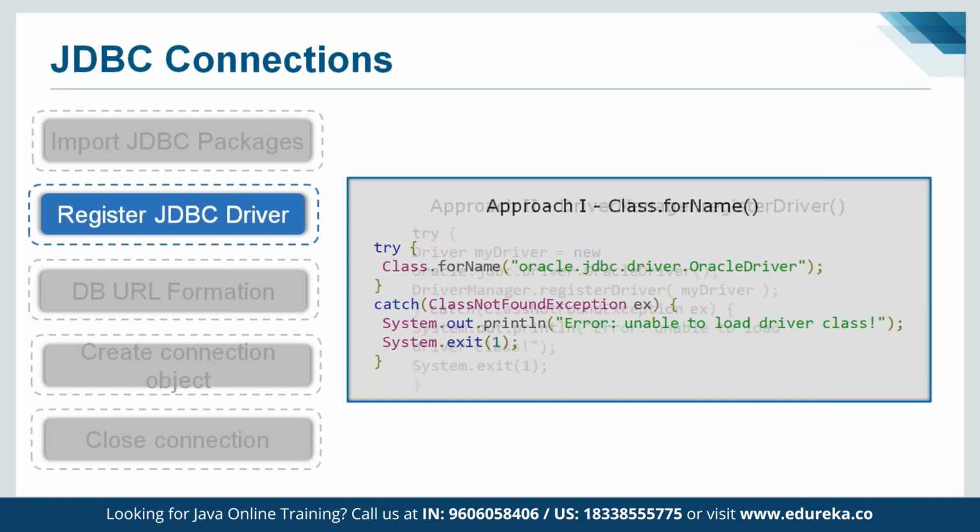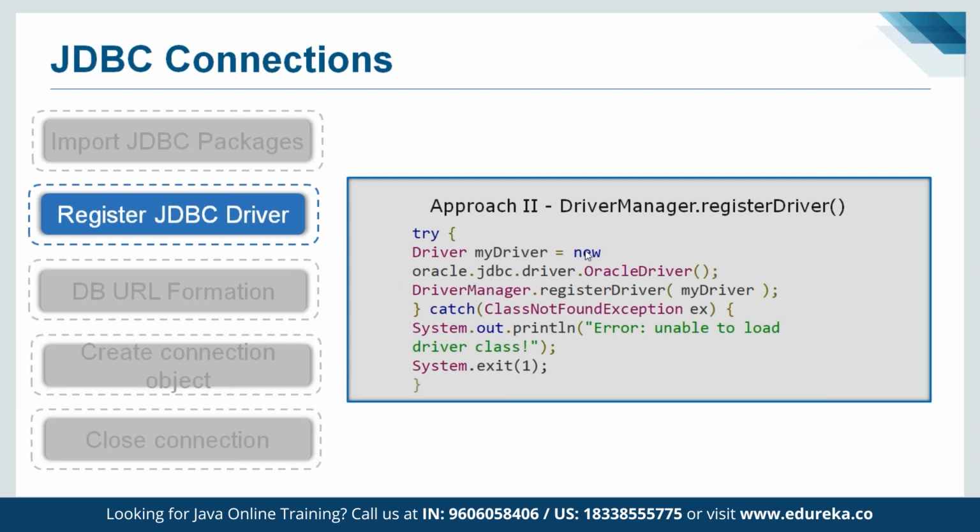Another approach is you create an object of OracleDriver and you call DriverManager.registerDriver. That way also we can do it. So you can do this rather than Class.forName. This is approach 2. Both these steps are used for initializing a JDBC driver.